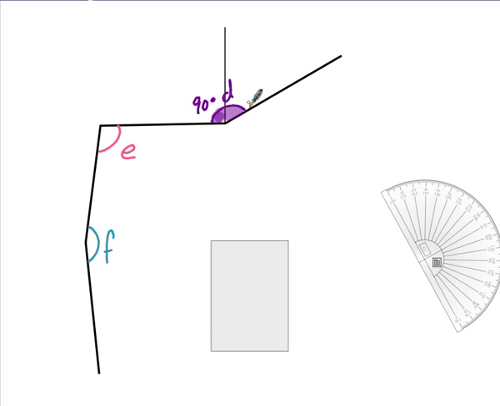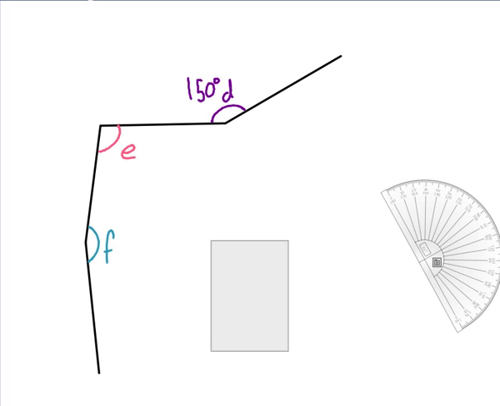This bit now looks like about 60 degrees. So in total, obviously that would be 150. So if I just clear those off, my estimate then for angle D is 150 degrees. Okay, I'll just get rid of that as well.